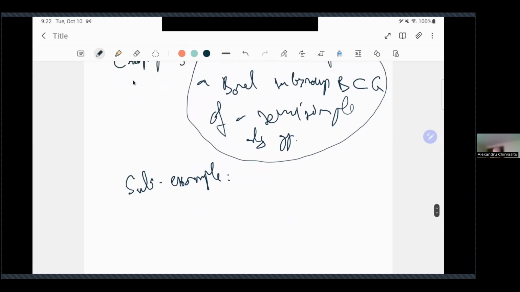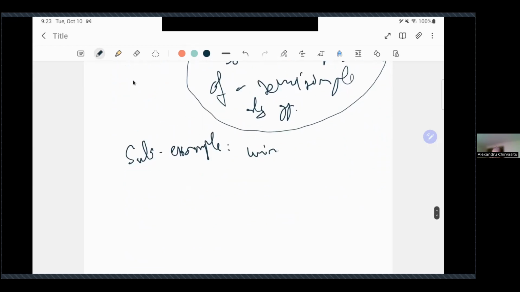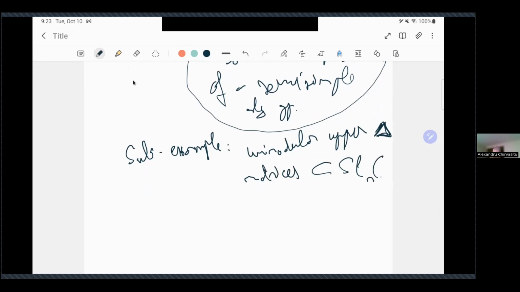So the sub-example would be unimodular, because I said semi-simple, so I have to look at the special linear group, because that's semi-simple. Unimodular upper triangular matrices. This is a triangle. I'm not writing the word triangular, it's too long. Sitting inside SL_n of C. That's a Borel, this is a Borel subgroup, and it sits inside here. Obviously, it's not the whole thing, right? Not all matrices are upper triangular, but the inclusion is epimorphic.